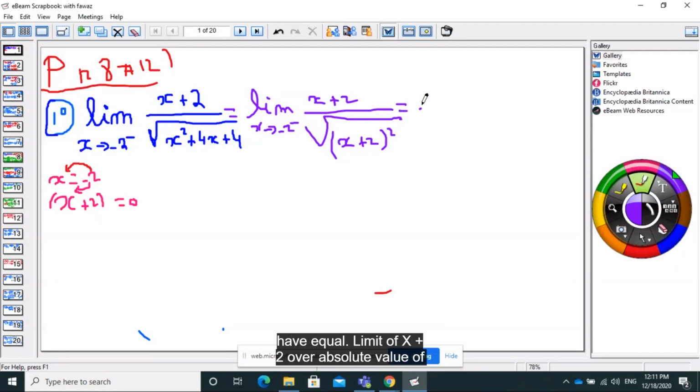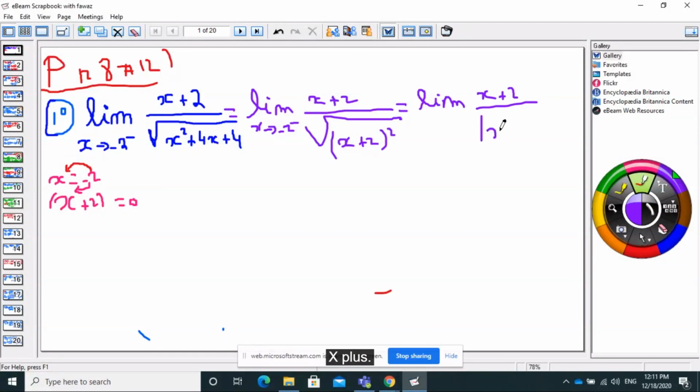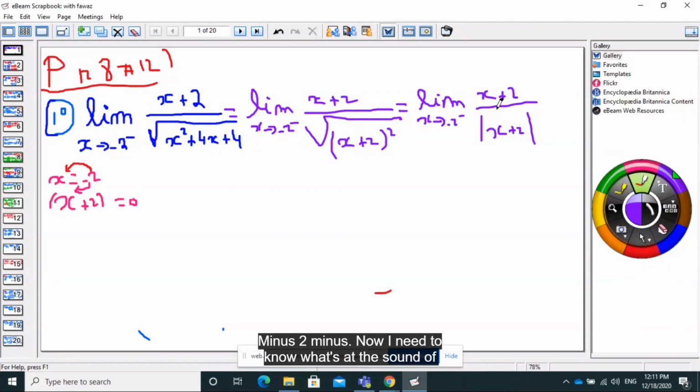So I will have equal limit of x plus 2 over absolute value of x plus 2, when x tends to minus 2 minus. Now I need to know what is the sign of this, positive or negative, to know if it gives me the same answer as the inside or the opposite of the inside. Minus 2 minus, smaller than minus 2, meaning minus 2.1. So if I replace here, minus 2.1 plus 2, it gives me a negative answer. So here it's negative. So the answer should be the opposite of the inside.